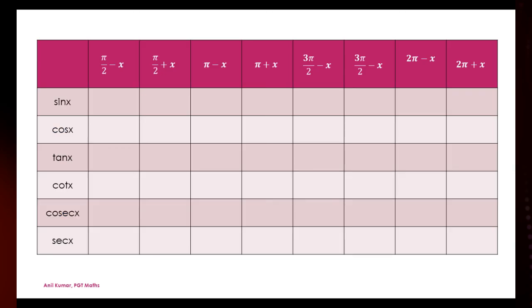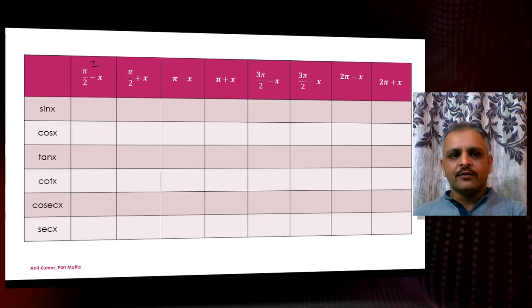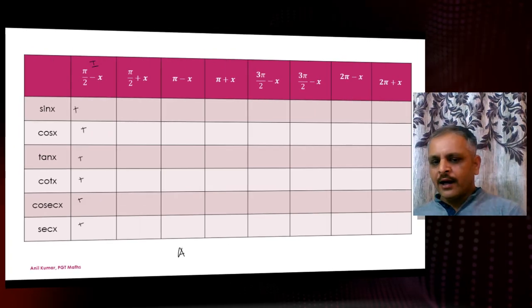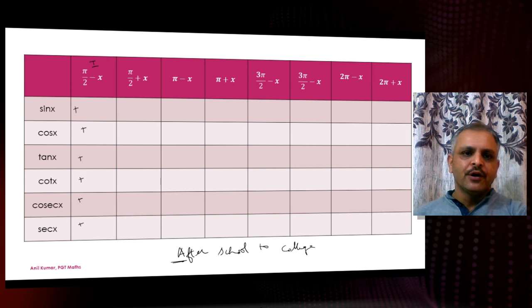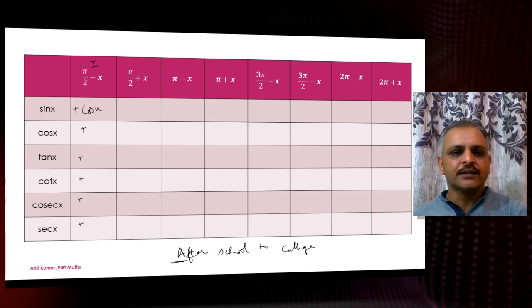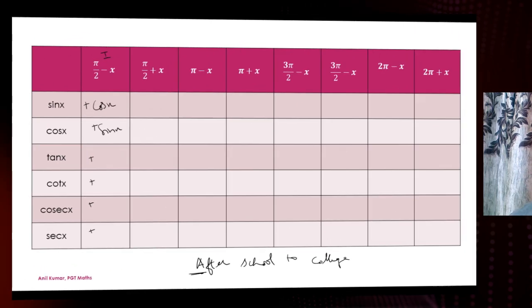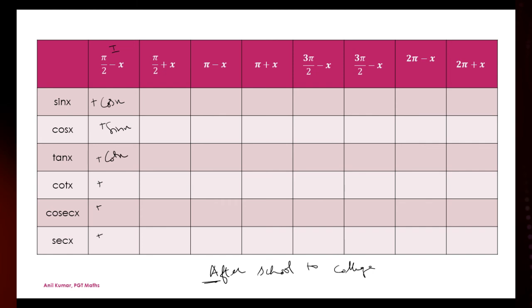So let's revise all the things which we have learned today. See, pi by 2 minus x is in quadrant number 1. So all will be positive. After school to college, that means in the first quadrant, all will be positive. And it is pi by 2, so cofactor will be applied. Sine will convert into cos x and cos will convert into sin x. Tan into cot x and cot into tan x. Cosecant into secant x and secant into cosecant x. Then pi by 2 plus x.